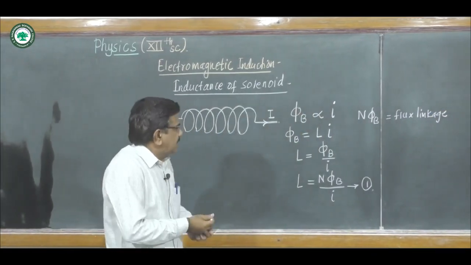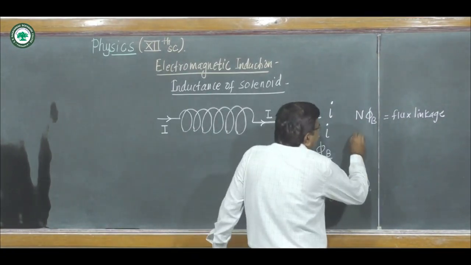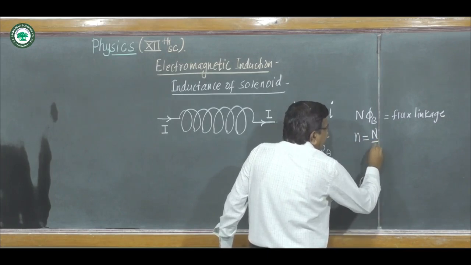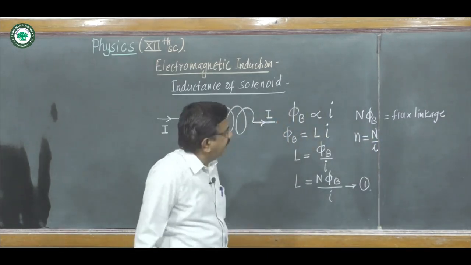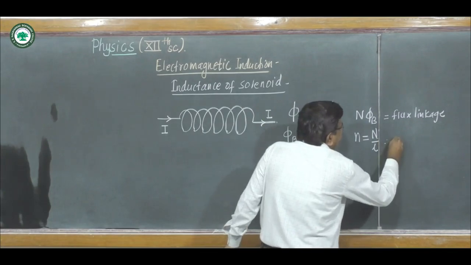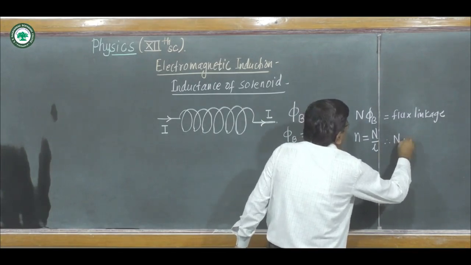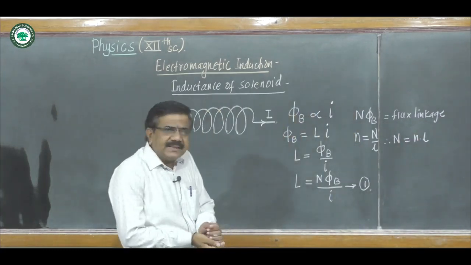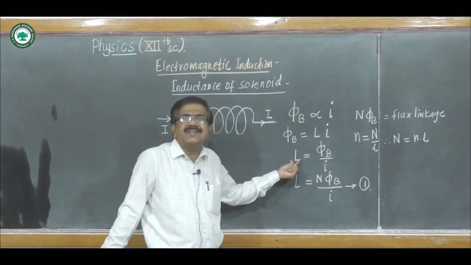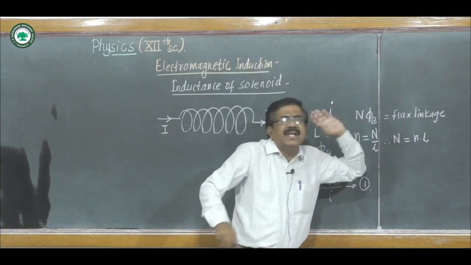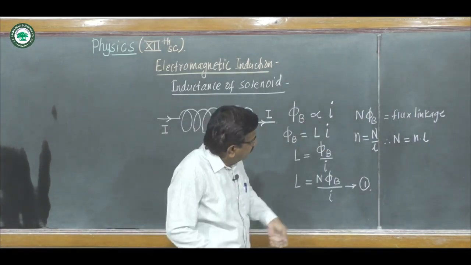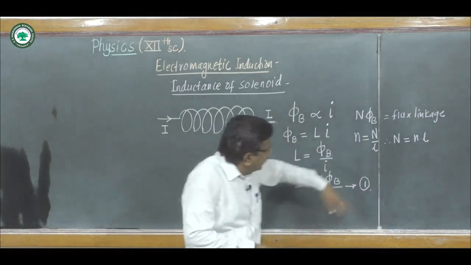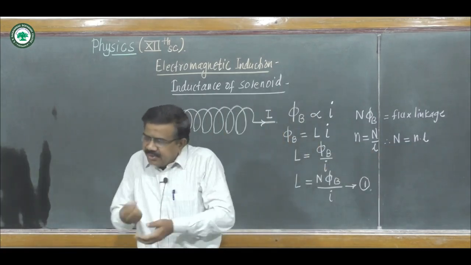If small n is number of turns per unit length of the coil, then this capital N will be small n into l. Note that here capital L is for self-inductance, small l for the length, capital N for number of turns, small n for number of turns per unit length.